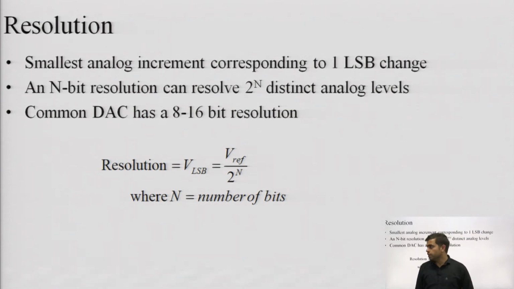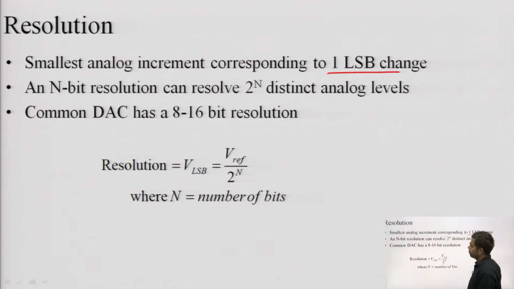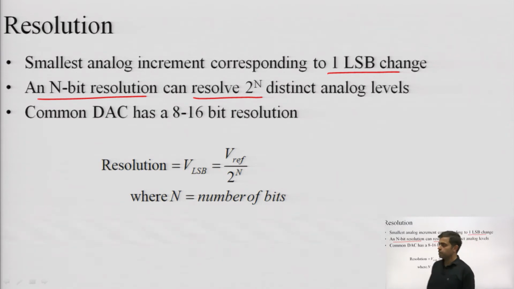So resolution is the smallest analog increment corresponding to 1 LSB change. So if we are moving one step, we are getting the smallest possible increment in the LSB, then corresponding to that, what is the smallest change in the analog value? So for an n bit resolution, it can resolve 2 raised to power n distinct analog levels. For example, if n is equal to 3, then 3 bit resolution means 2 raised to power 3, that means 8 analog levels can be assigned.